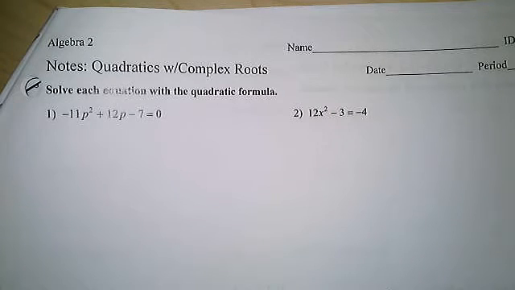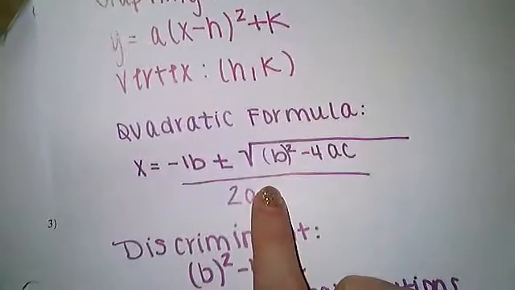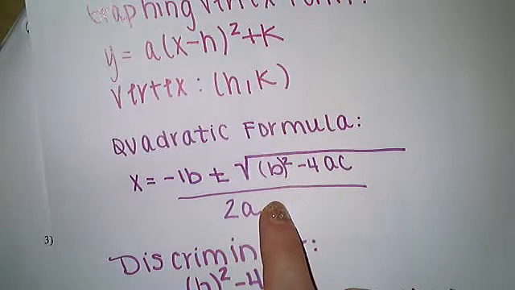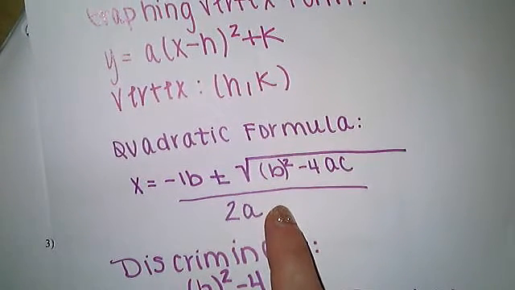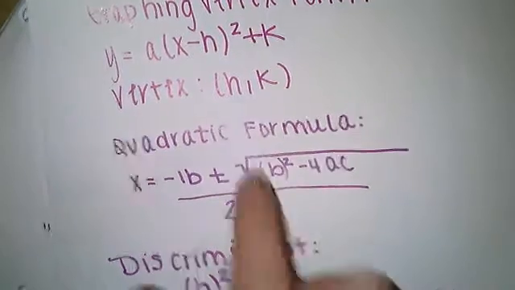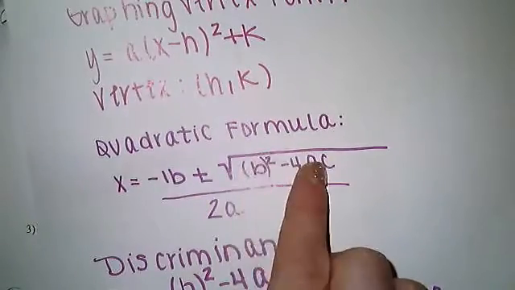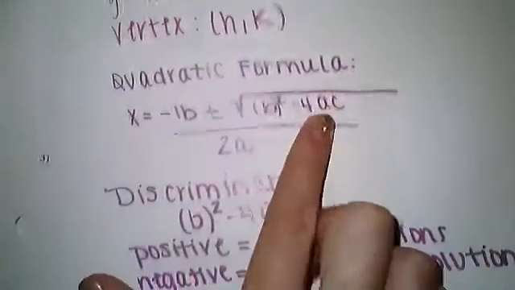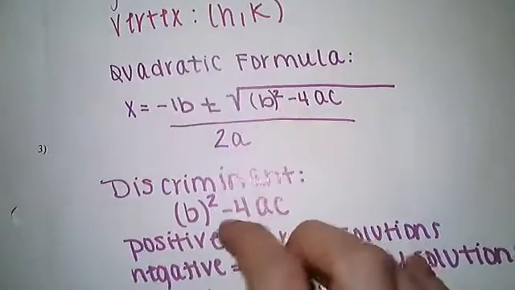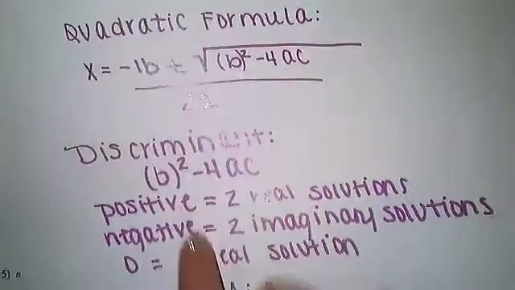Today we're going to talk about quadratics with complex roots. So essentially what this means is we're going to be revisiting the quadratic formula, which we've already seen in Unit 1A. But we're going to be talking about what happens when the b squared minus 4ac portion ends up being a negative number. We already know a little bit about this.